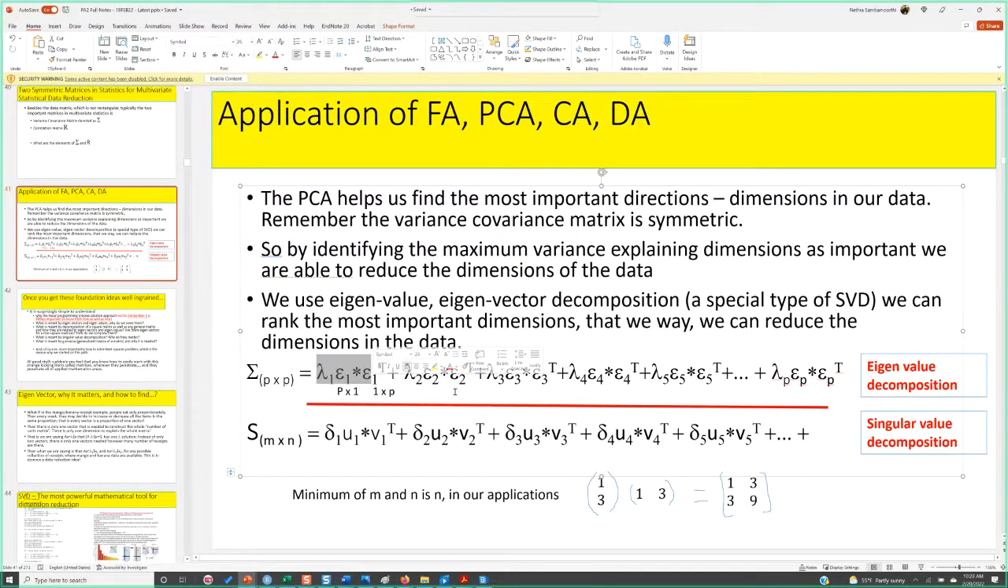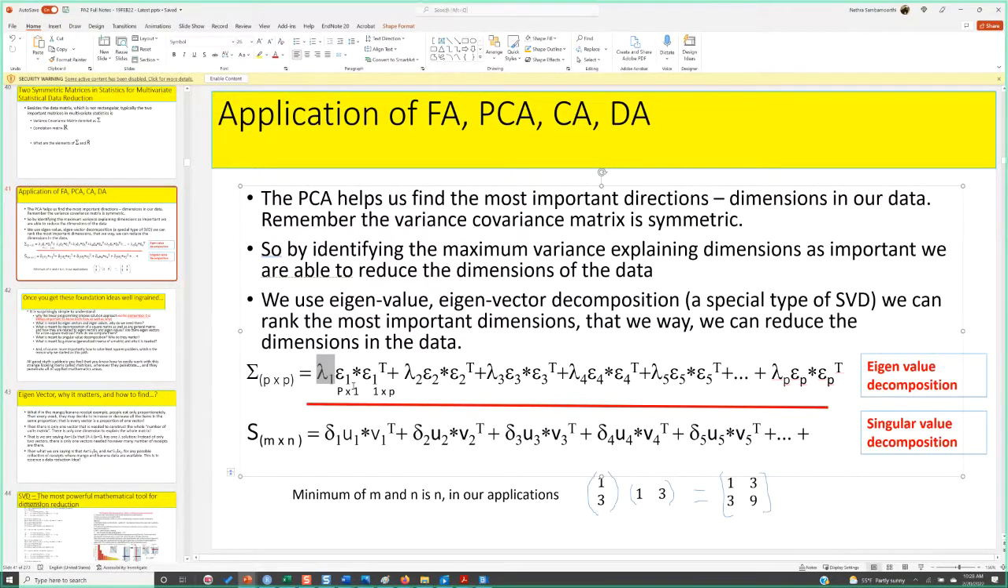So the mathematics will arrange the lambdas in such a way that lambda 1 is the maximum value, lambda 2 is the next maximum value, lambda 3 is the next maximum value, and lambda p is the least value. It will arrange it like that and give it to you. Advantage: I know which direction has the maximum variance from the sigma. That's beautiful, isn't it?